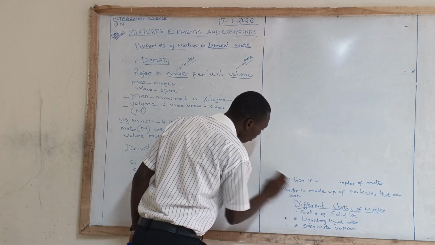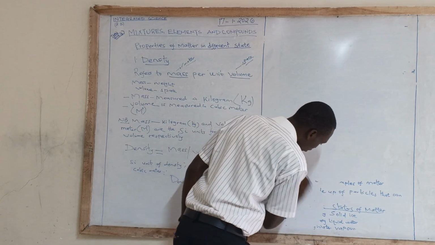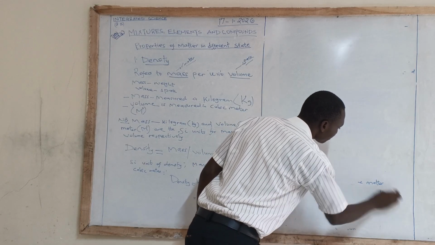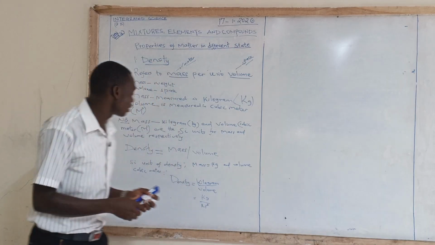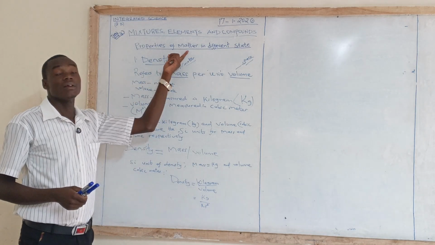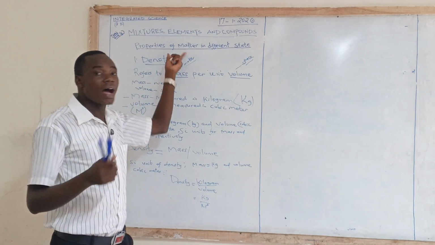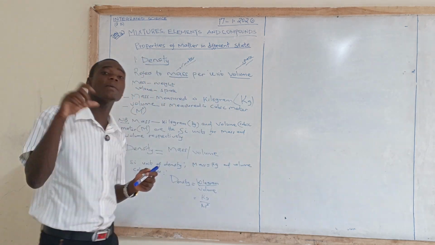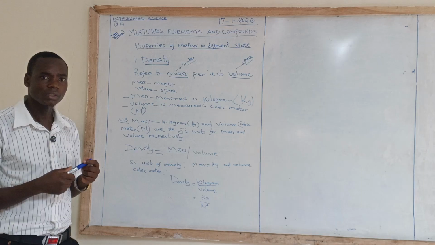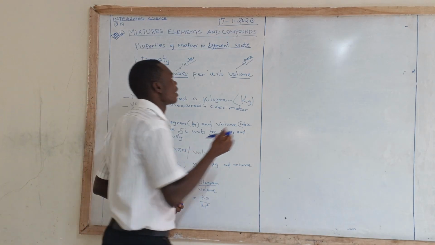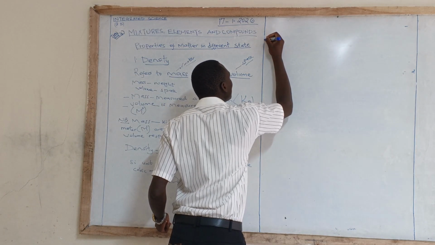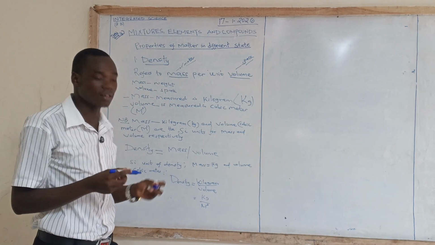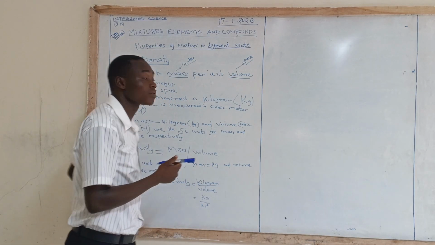So let's talk about the density of solids. How do they behave? Now we realize that in solids, the density is high. Why am I saying so? They have the highest density, because if you look at the particles of solids, they are closely packed together. They are strongly held by a force. That is why they have a higher density.